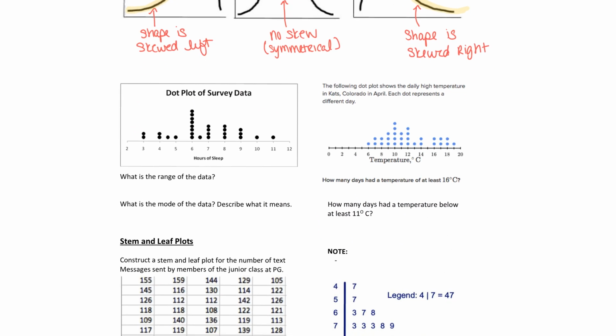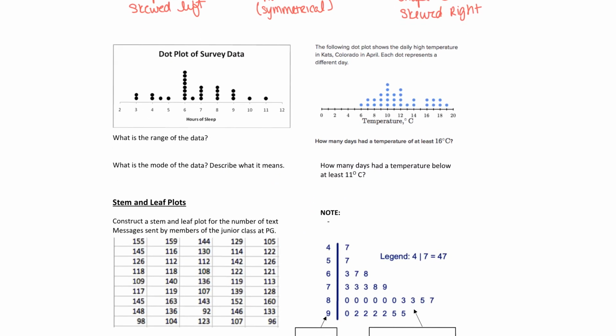So let's take a look at a couple dot plots and answer some questions. So here we have a dot plot of survey data talking about the hours of sleep that some people got. So it says, what is the range of the data? Well, the range would be the maximum minus the minimum. And my maximum here is 11 hours of sleep, and my minimum is 3 hours of sleep. So the range would be 11 minus 3, which is 8 hours.